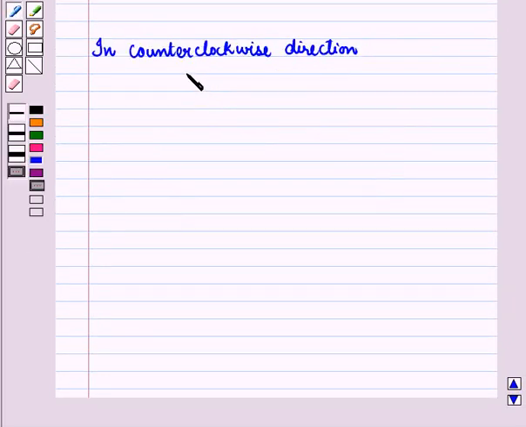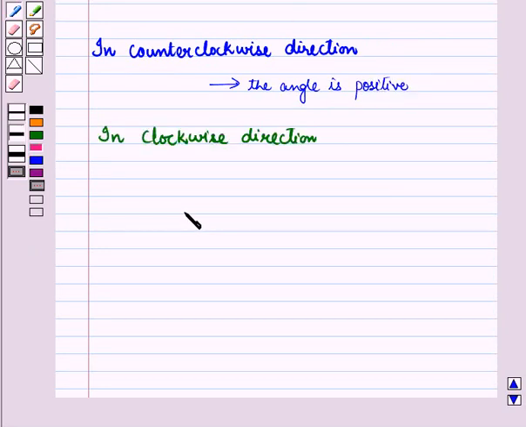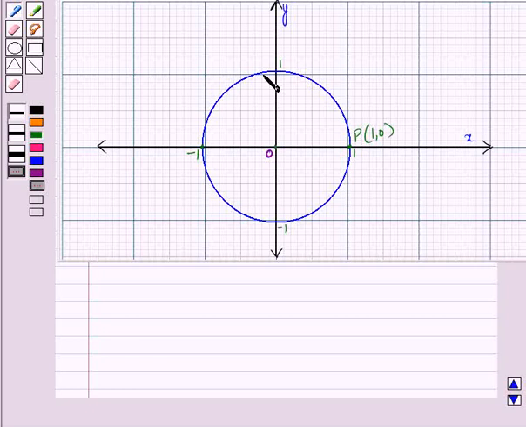Now, we know when we move in counterclockwise direction, the angle is positive, and when we move in clockwise direction, the angle is taken to be negative. Now let us draw a unit circle on the coordinate plane and let P be a point with coordinates 1, 0, lying on the circle on the x-axis.